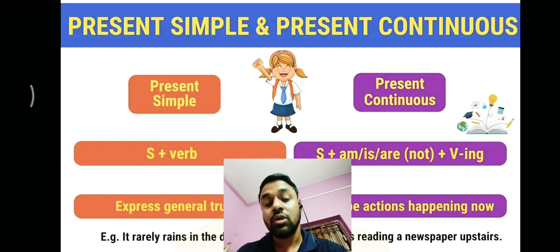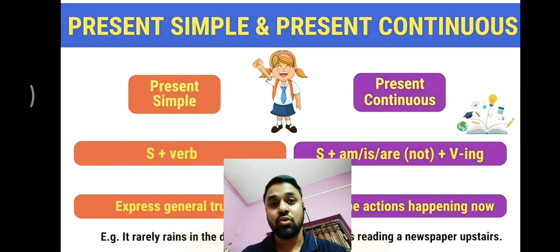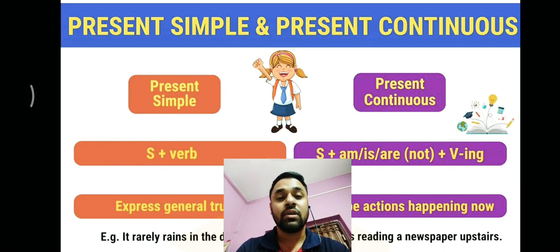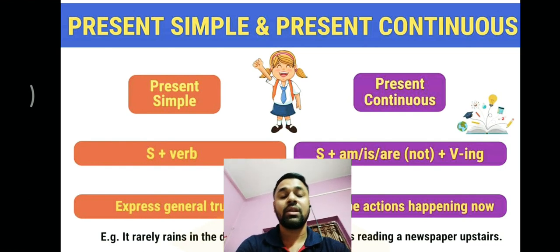Okay, in simple present tense, when the subject is third person singular number, that time only we have to add s or es with the main verb, and the rest of the time there is no need to use any s or es with the main verb. And when the subject is third person singular number, we have to use is in present continuous tense.